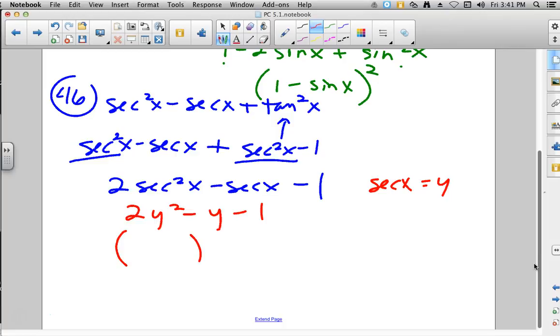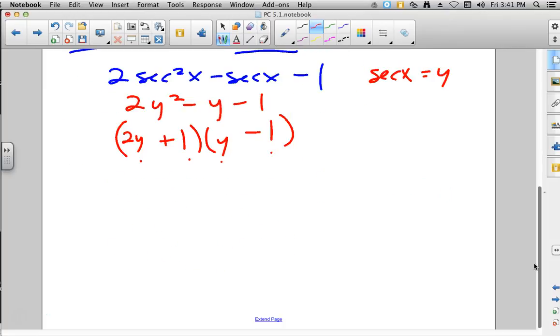And then do your factoring. We know 2y times y will give us the 2y squared. And in the back, we're going to need a positive 1 and a negative 1. It's just a matter of placement to make sure we get a negative 1 for the middle term, negative y. So if we put a negative here, we'll have negative 2y, and the inside times inside will be plus 1y. And then all we have to do is substitute back in.